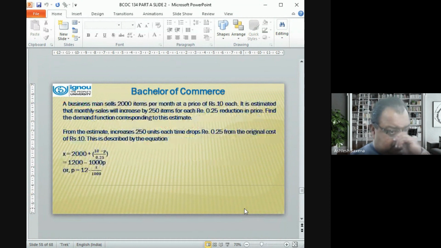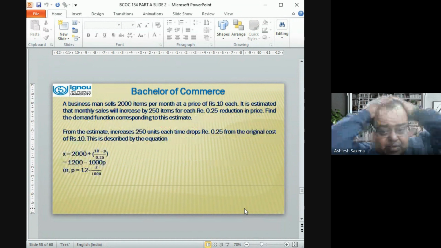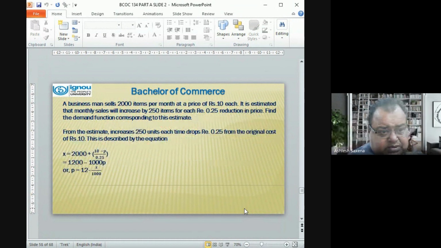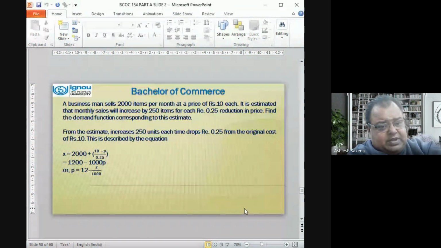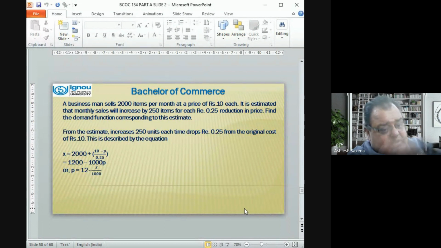Now we will look at a mathematical problem. A businessman sells 2,000 units per month at a price of 10 each. It is estimated that monthly sales will increase by 250 items for each reduction of rupees 0.25 in price. Find the demand function corresponding to this estimate.